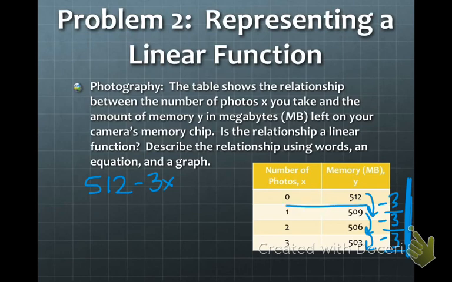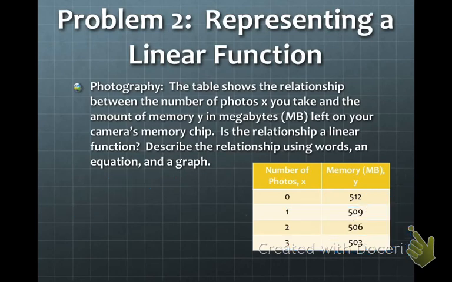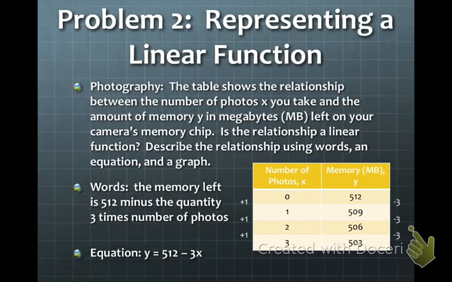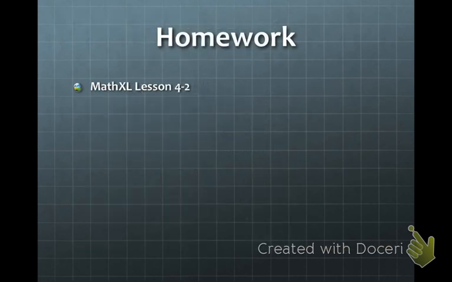0, 512, 1, 509, 2, 506, and 3, 503. It's going to look like a little laddery thing again, because it goes down by a constant amount. Okay, so it's going to decrease at a constant amount every time you take a picture. All right, that just shows what we just talked about.